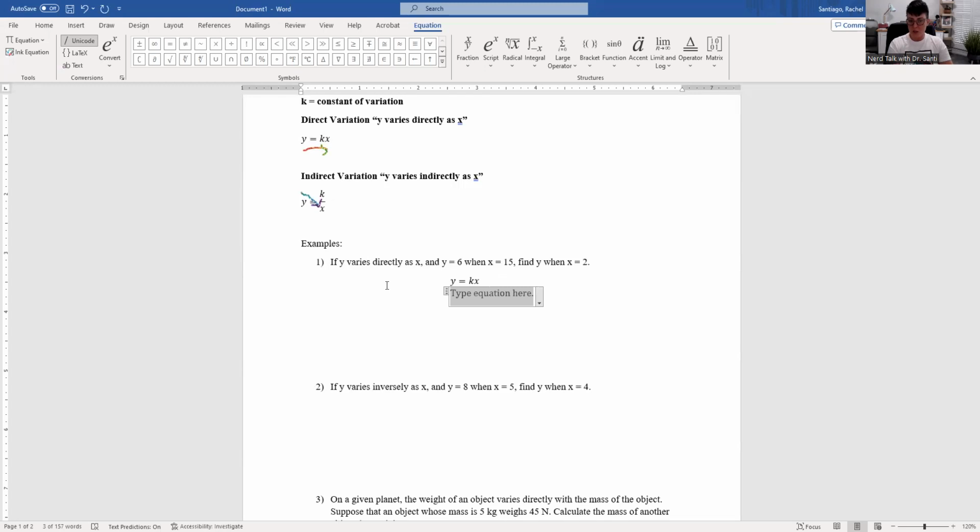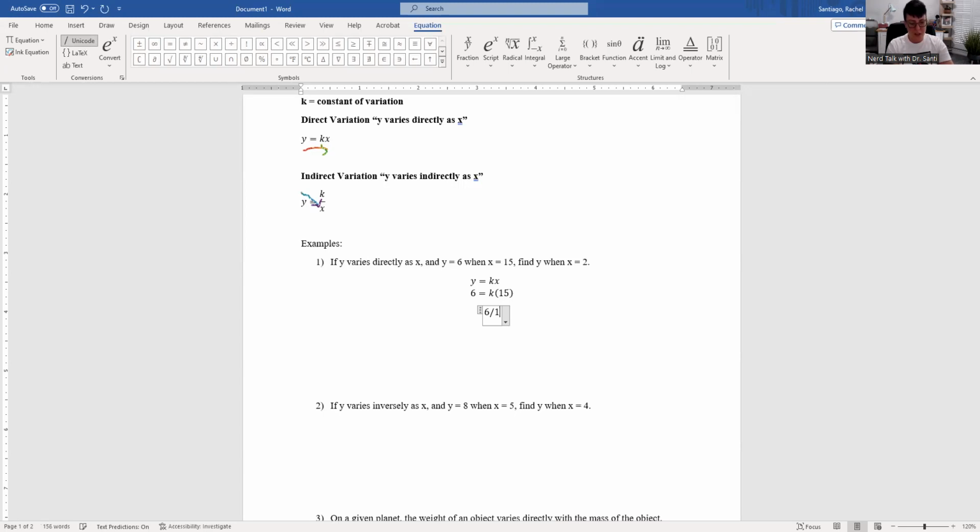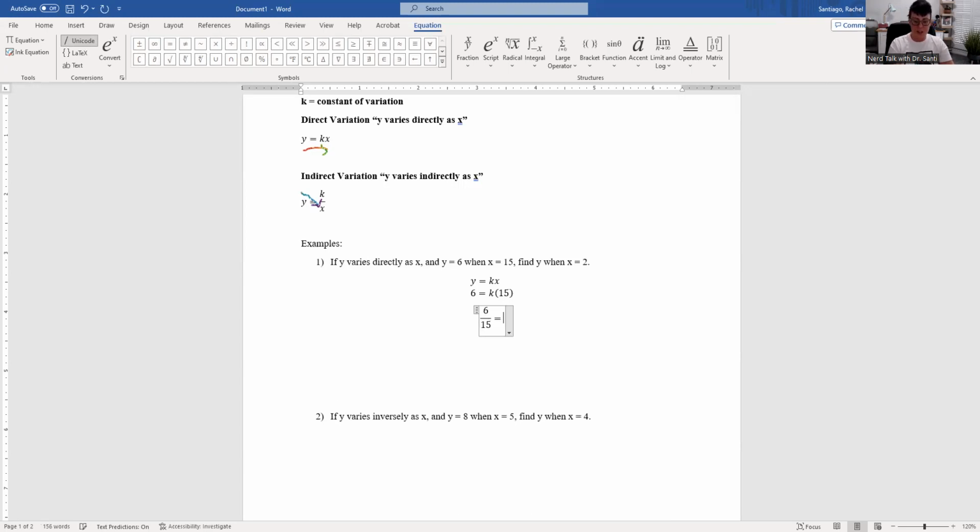We're now going to substitute our value for y, which was 6. We don't know what the constant of variation is, but we do know x. x is 15. So I can get k by itself by dividing by 15. If I divide both sides by 15, I have that 6 over 15 is equal to k, which you wouldn't accept as an answer. So we're going to say that in reduced form it would be 2/5.